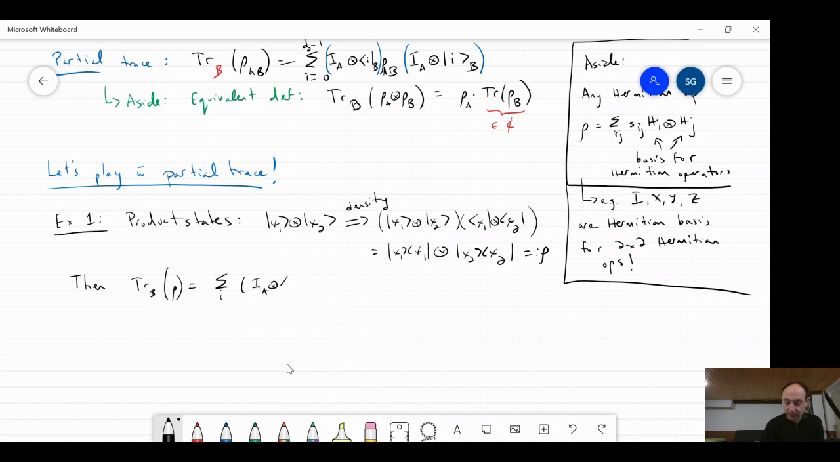Okay, so just like before, I applied the identity onto B, right? And the state I have in my possession, of course, is psi1 on A, tensor psi2 on B, identity tensor I on B. Okay, so that's just the definition of the partial trace.